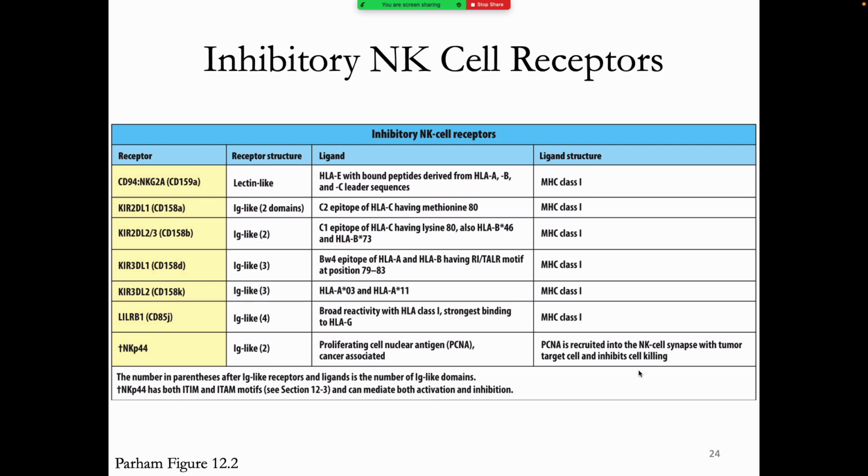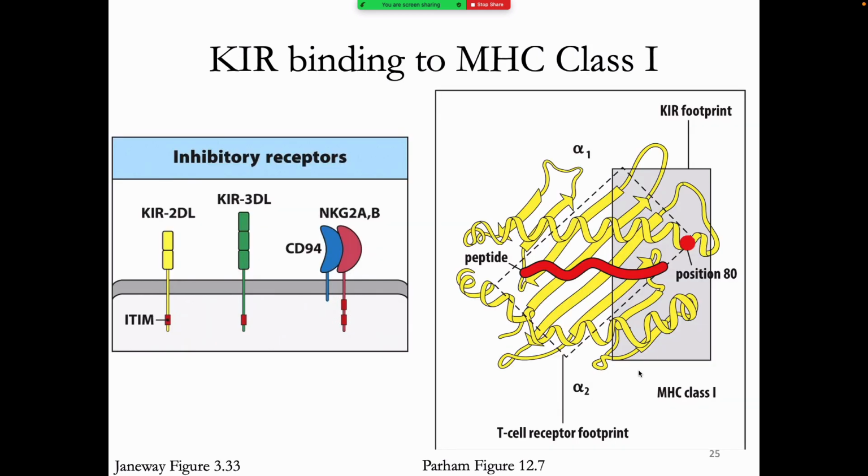Because remember, all of our nucleated cells should have class 1 on their surface. And so if a cell is missing class 1, it will be killed by NK cells. If a cell has class 1, we inhibit the NK cells by engaging an NK inhibitory receptor. And so generally what we will see is something that looks like this. There are lots of different NK inhibitory receptors. The first ones that were really described were in the KIR family.